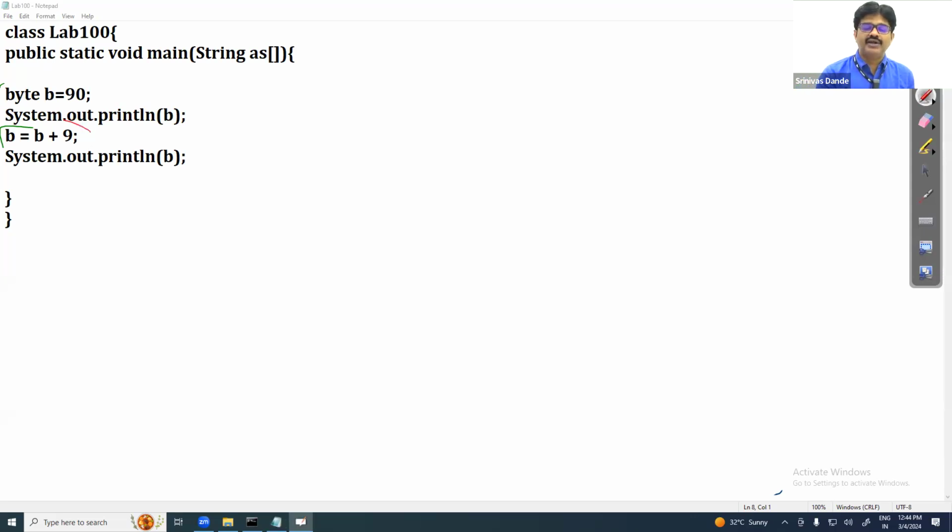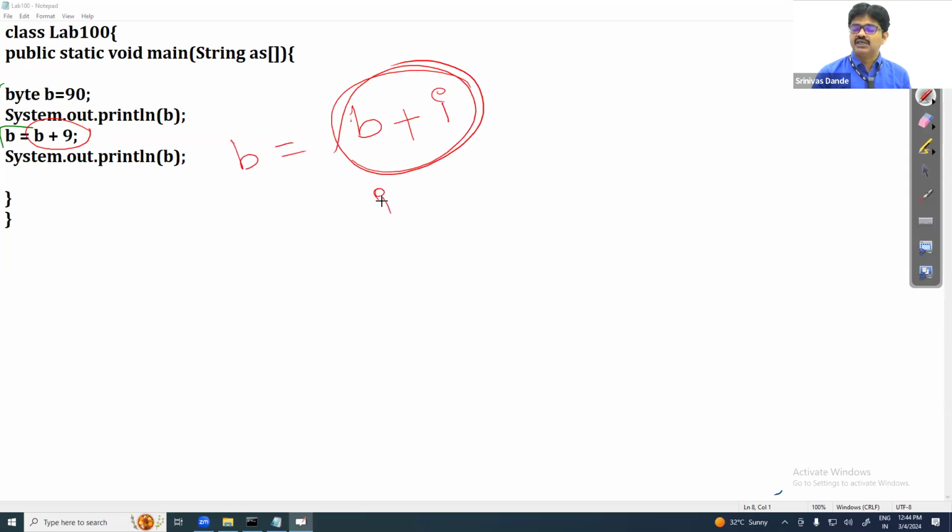So this lab we already discussed many times. Again, I intentionally gave this. B is a byte, plus 9 is integer. Byte plus integer, what is the result, guys? Byte plus integer is integer. Now, you are assigning an integer to byte. This result is coming as int. Int you are assigning to byte directly. What should happen now? Possible lossy conversion from int to byte.